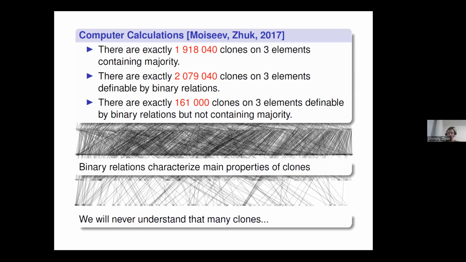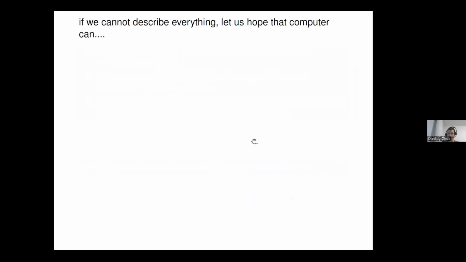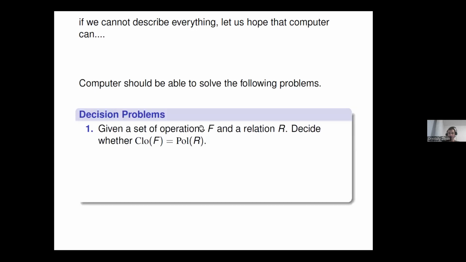We will never draw a picture with these clones. And we don't have a hope to draw something similar to the Post lattice. Okay. But probably this lattice that we want to draw is just too big for the human brain, just too big for a paper, but probably a computer can somehow calculate this lattice. And if a computer can actually get this lattice, then a computer should be able to solve the following decision problems.